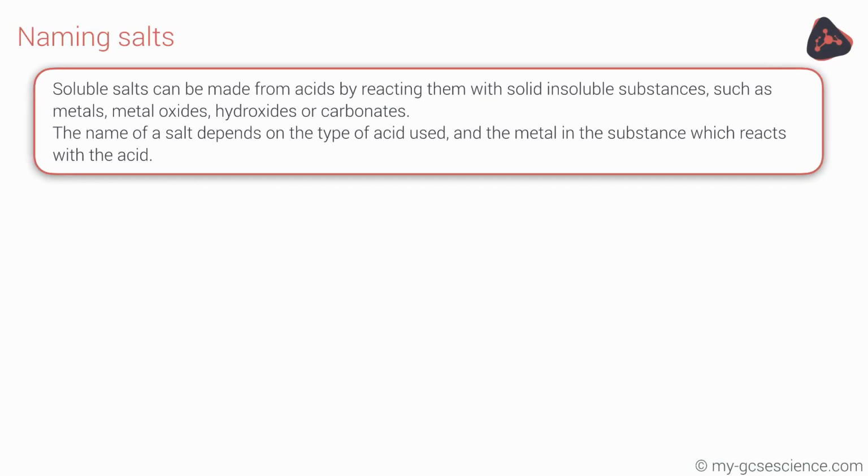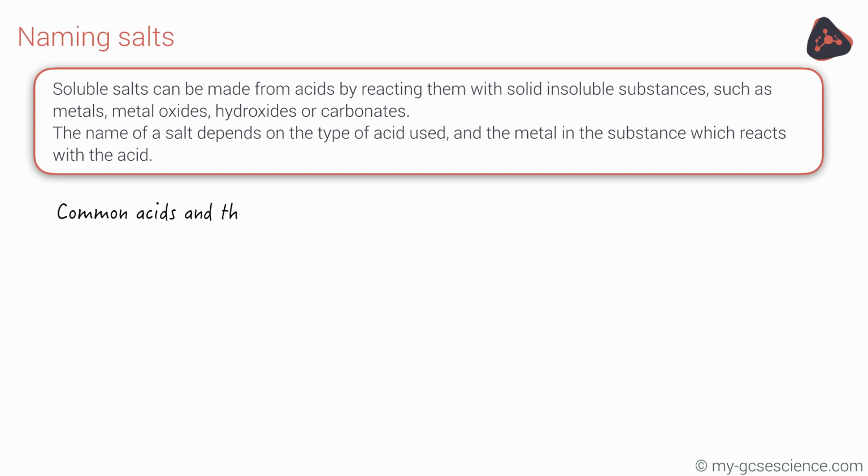In the previous video we looked at how you name salts. Remember, the name of a salt depends on the type of acid used and the metal in the substance that reacts with the acid. Hopefully by now you know how to name salts. In this video we want to check that you can do it the other way around and predict what acid and alkali need to be used to make a specific salt.